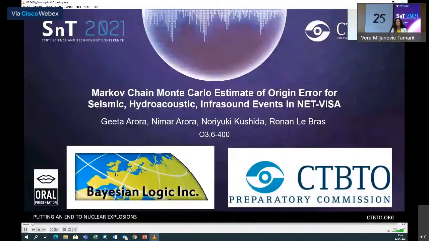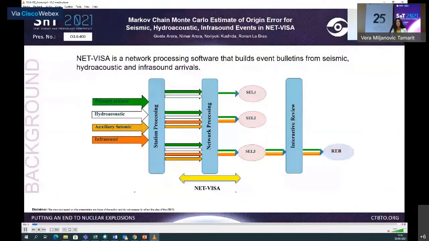Hello everyone, I'm Geeta Arora and today I want to talk about a new way of calculating the origin error estimate for NetVisa. Some background first.